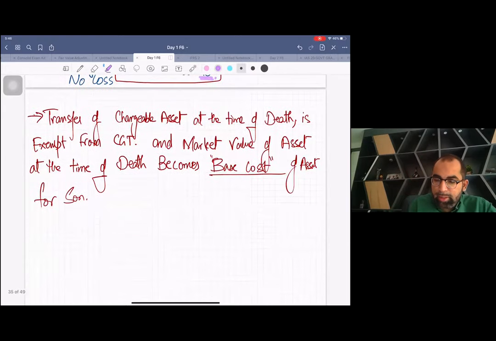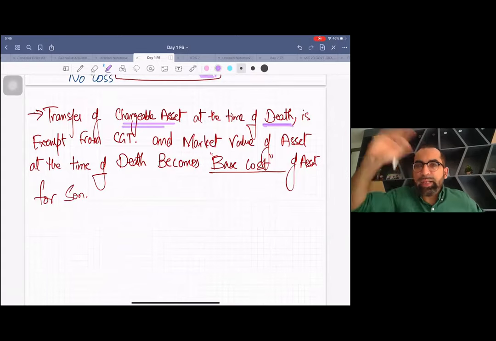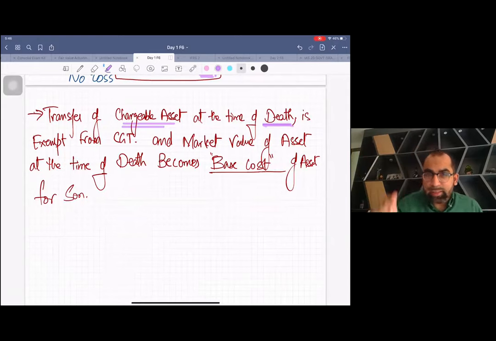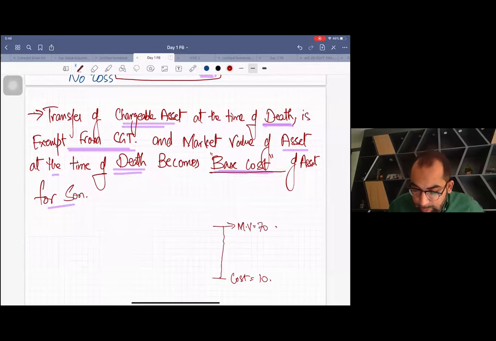Now, again, a very important line. Transfer of chargeable asset at the time of death is exempt from CGT. And market value of asset at the time of death becomes the base cost of asset for son. For example, listen. Dad bought an asset for 10. And the asset market value is going up, up, up, and now the market value is 70. And now this is the date of death of dad.